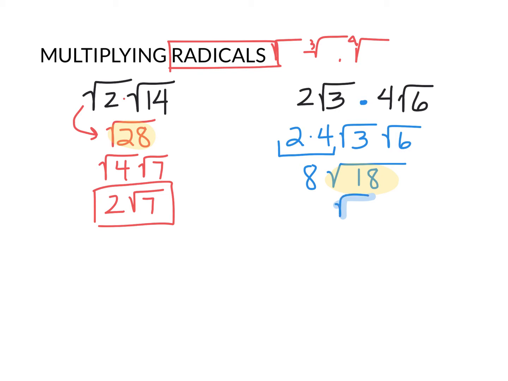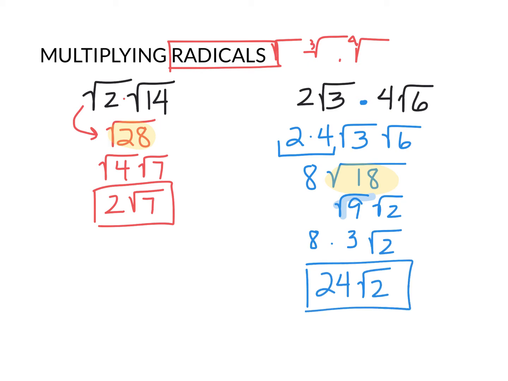I can make this a square root of 9 and a square root of 2. The square root of 9 is 3. So remember, this is now 8 times 3, square root 2, which is going to give me 24 square root 2. Okay, those two examples, that is a little bit further than we went yesterday, but that shouldn't be too bad to talk about. All right, so let's look at dividing.